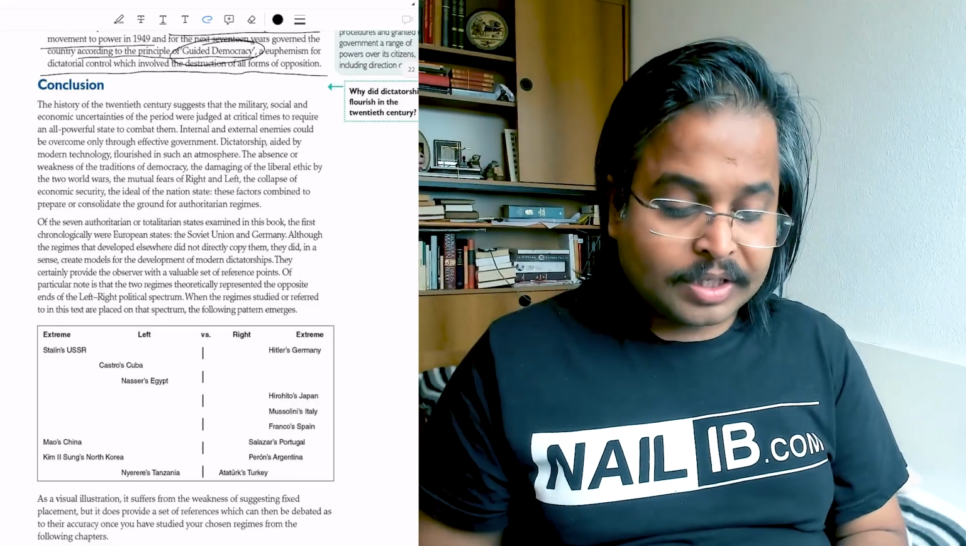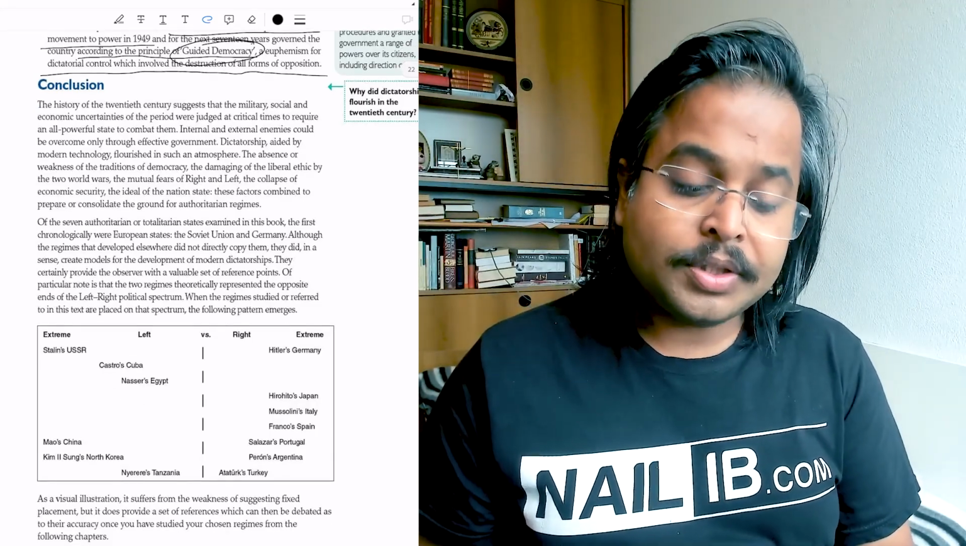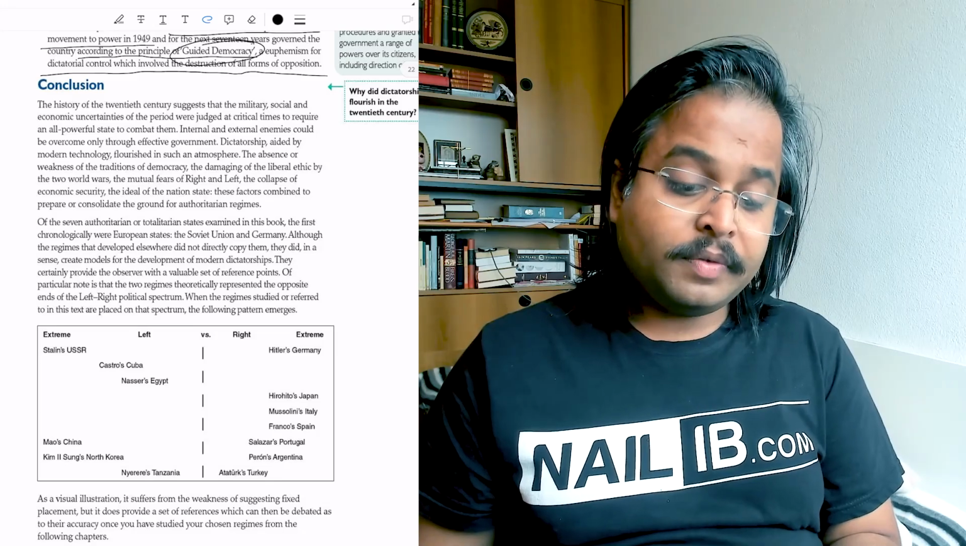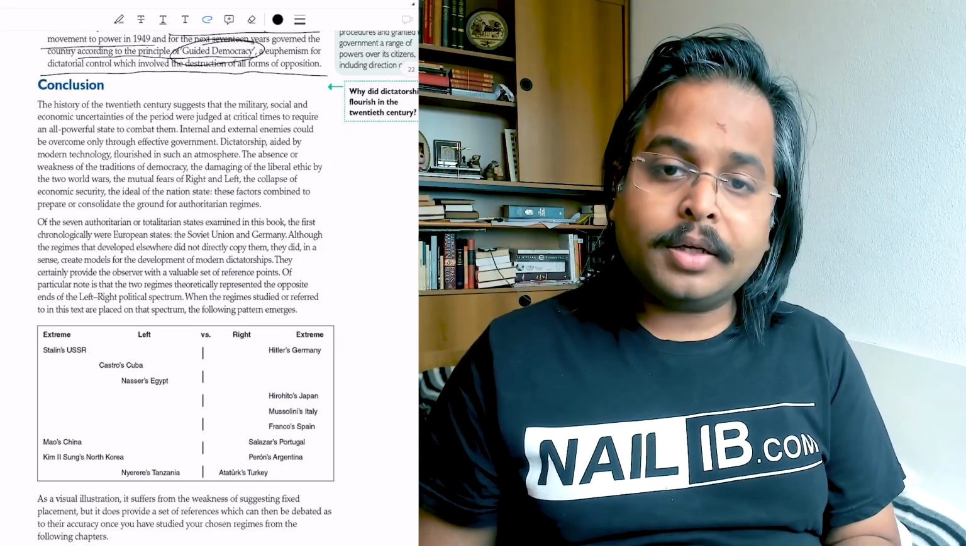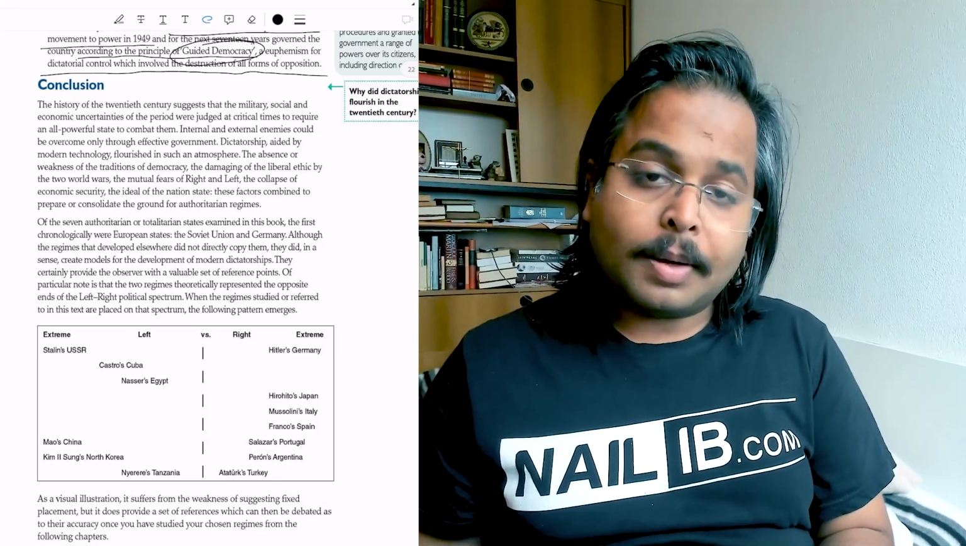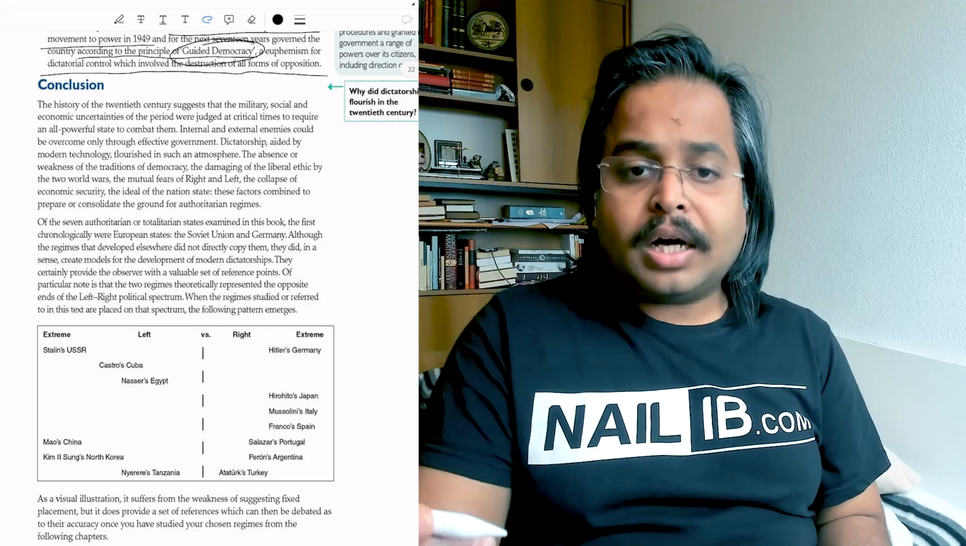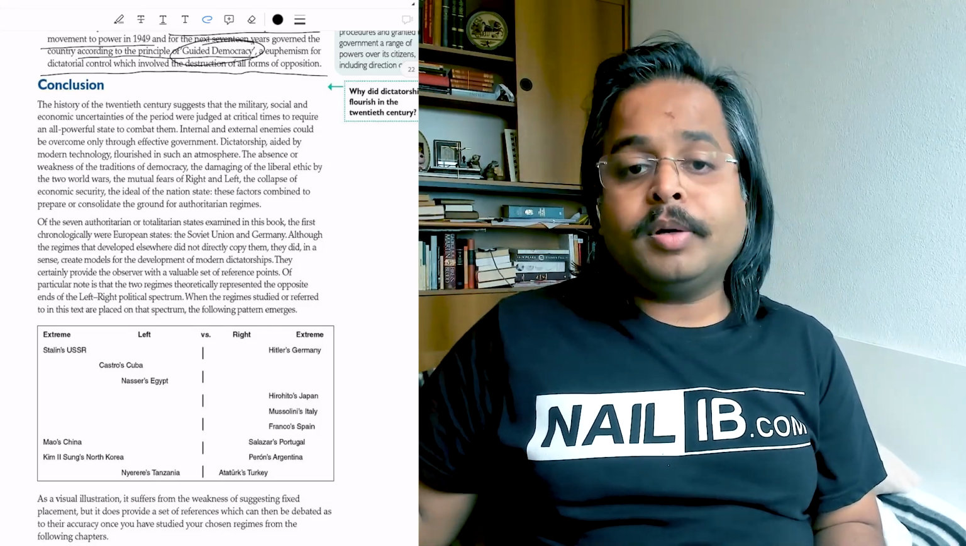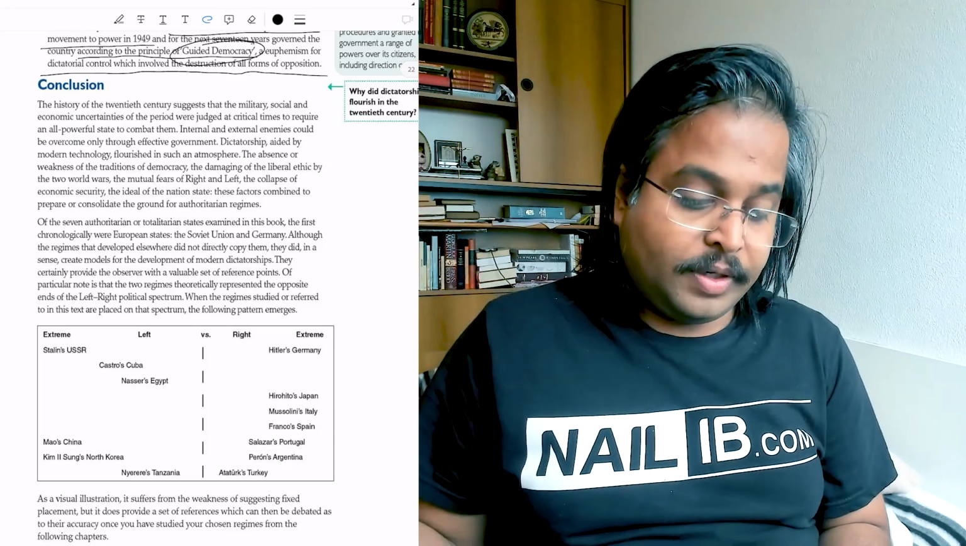So let's conclude this section very quickly then. The history of the 20th century suggests that the military, social and economic uncertainties of the period were judged at critical times to require an all-powerful state to combat them. So you needed the all-powerful state in order to fight all the social, military and economic problems. That was the logic that was given.